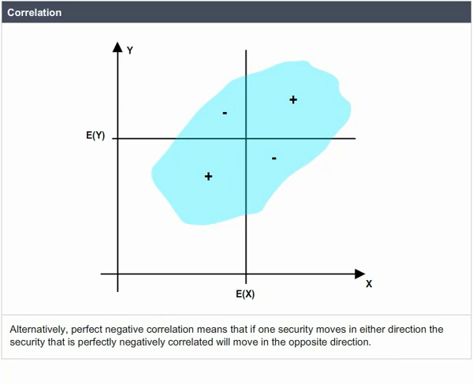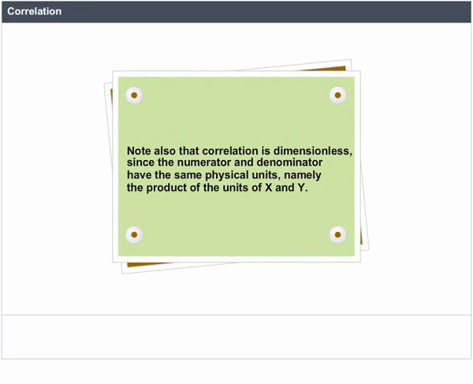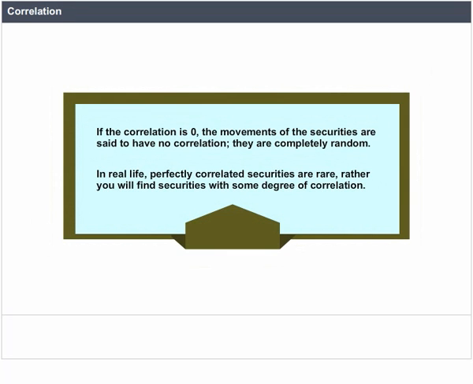Note also that correlation is dimensionless since the numerator and denominator have the same physical units, namely the product of the units of x and y. If the correlation is 0, the movements of the securities are said to have no correlation; they are completely random. In real life, perfectly correlated securities are rare; rather you will find securities with some degree of correlation.